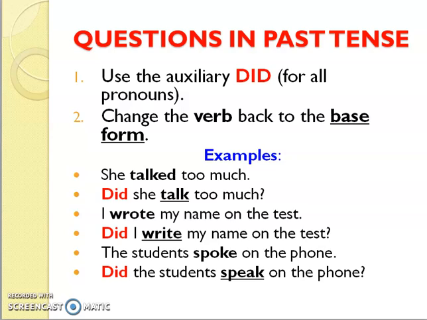I wrote my name on the test. Did I write my name on the test? Here again, we changed the main verb back to the base form, as we express the tense form of the verb with the help of did. Did I write my name on the test? The student spoke on the phone. Did the student speak on the phone?